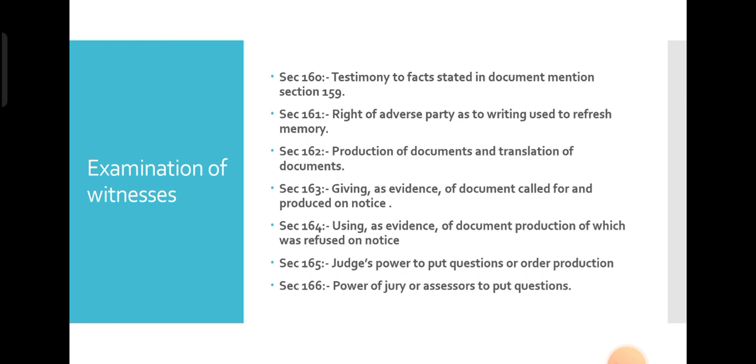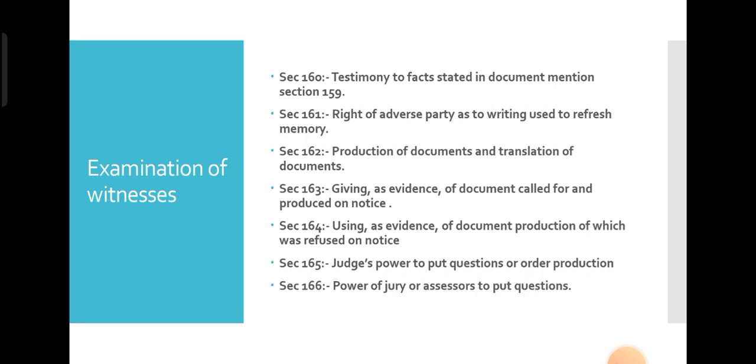Okay. Now section 162 basically talks about the production of documents and translation of documents. It talks about how documents are produced, and if any document is not understood by the court or by the bench, then how it will be translated. Okay. So that it becomes a proper and valid evidence.